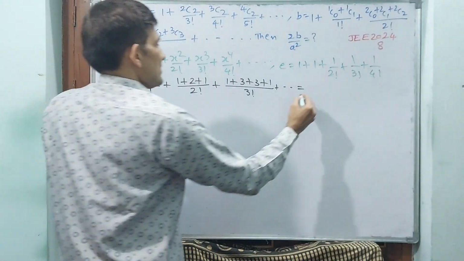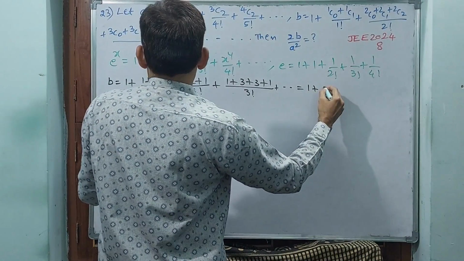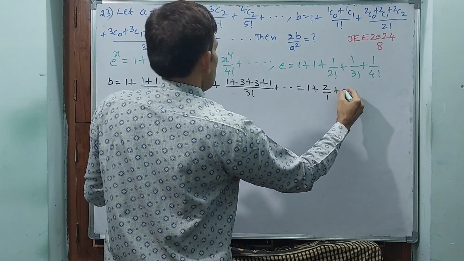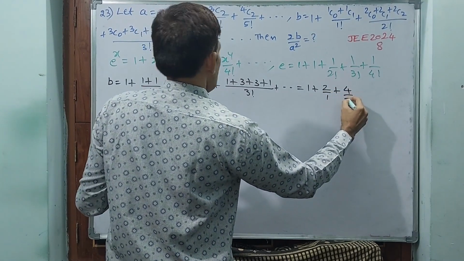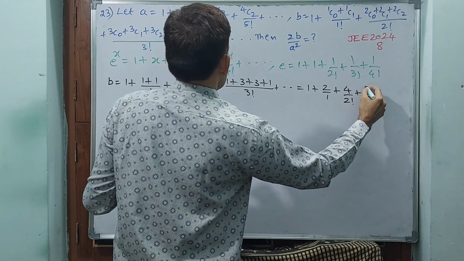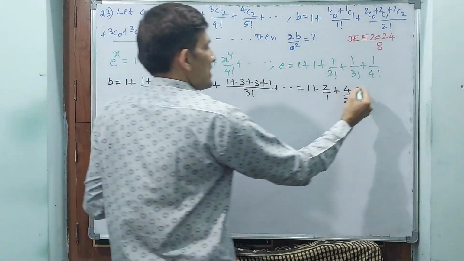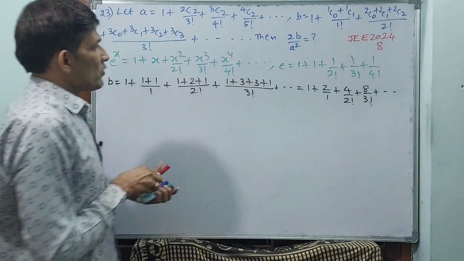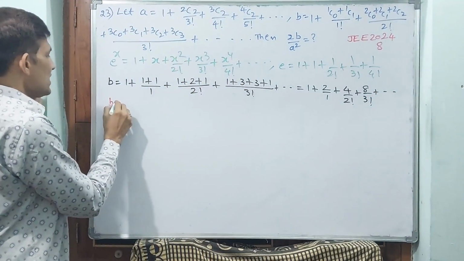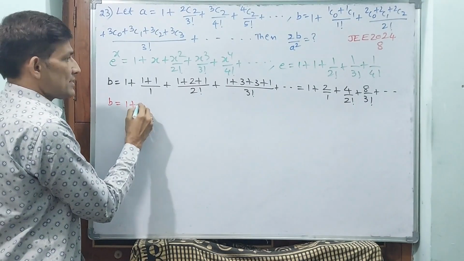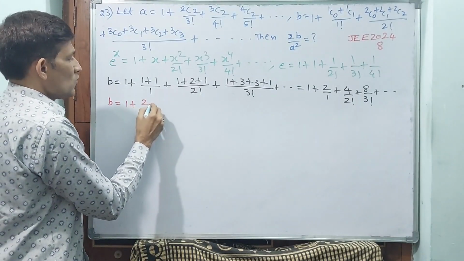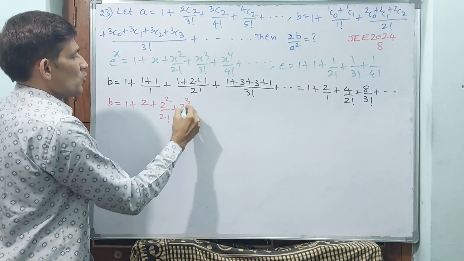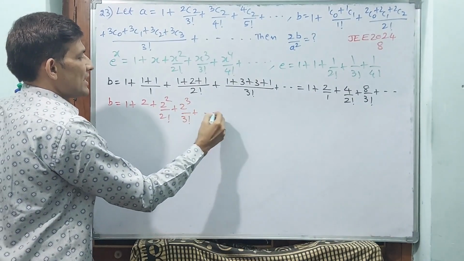Now see how I am writing this. 1 plus 2/1! plus 4/2! plus 6 plus 2, 8/3! plus that. Okay, again I am modifying this. See, B is equal to, shall I write like this? 1 + 2 + 2²/2! + 2³/3! + and so on, like that shall I write?